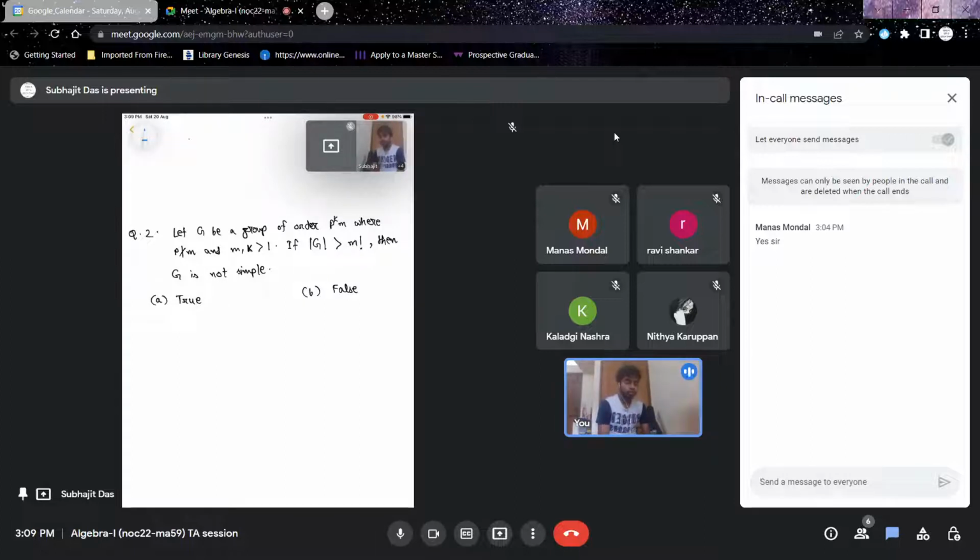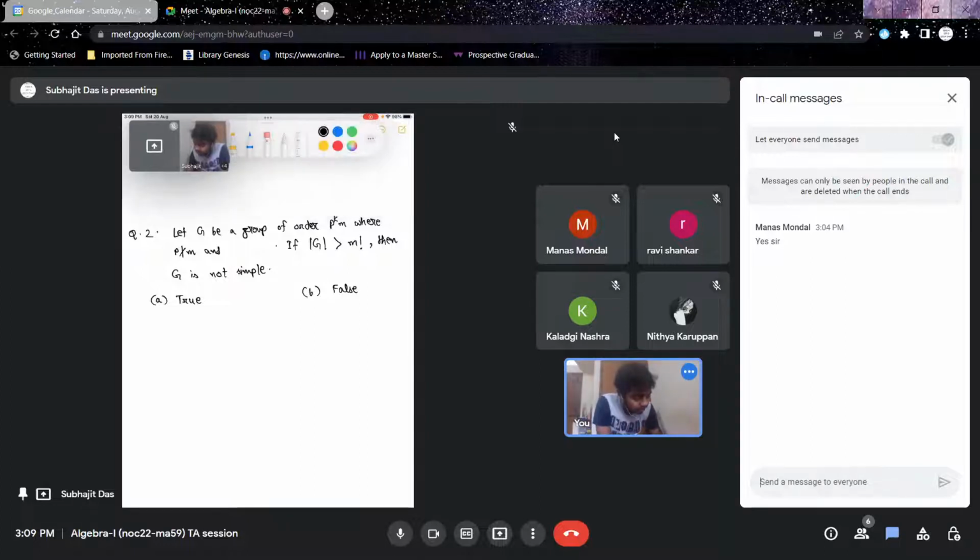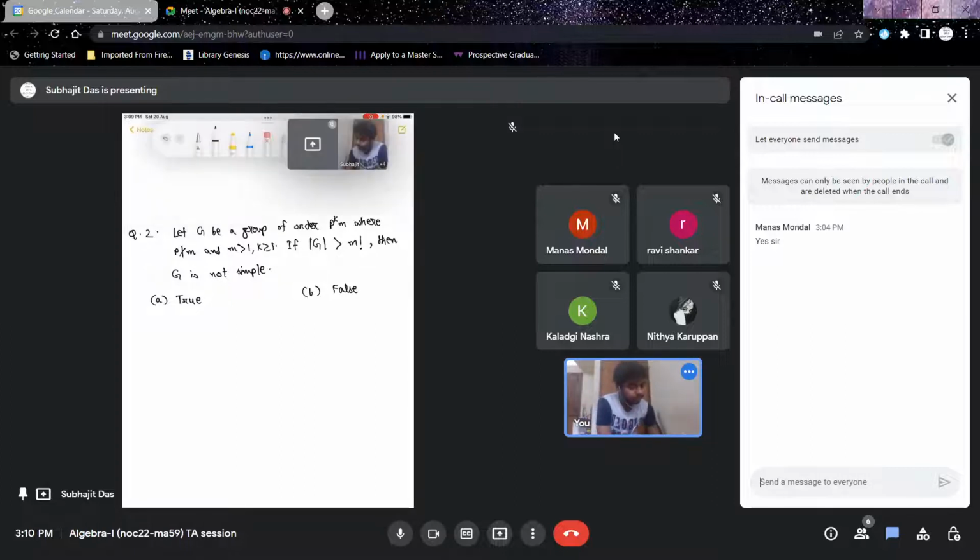So let G be a group of order p^k m, where p is a prime, p does not divide m, and you are given that m and k are greater than 1. Okay, so we don't need k to be greater than 1. k just can be greater than or equal to 1. So we need the assumption here that m is strictly greater than 1 and k is greater than or equal to 1. So suppose G is a group of order p^k m, where p doesn't divide m and m is strictly greater than 1 while k is greater than or equal to 1.